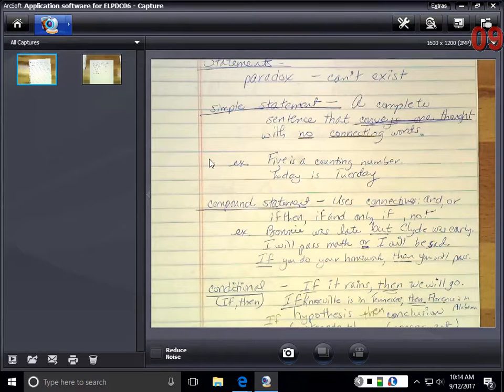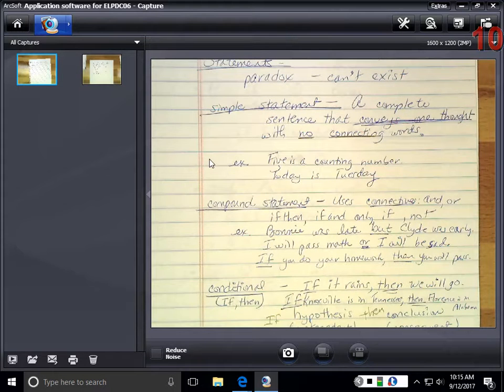The first part, the if part, is called the hypothesis. The then part is called the conclusion. If you took geometry, then you remember hypothesis and conclusion. It's the if part that's the hypothesis, and the then is the conclusion. There's actually a symbol in logic for it, in if statements and hypothetical syllogisms.